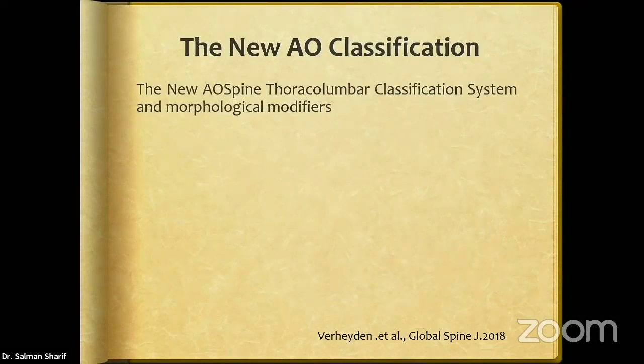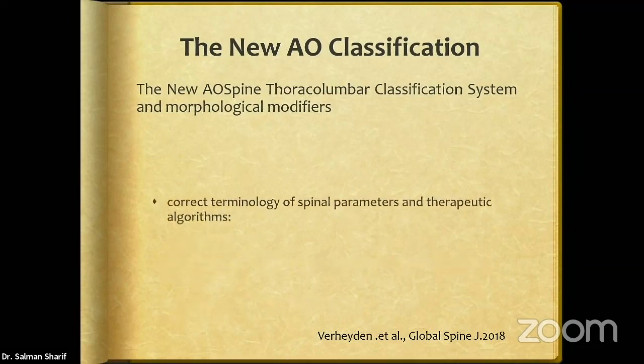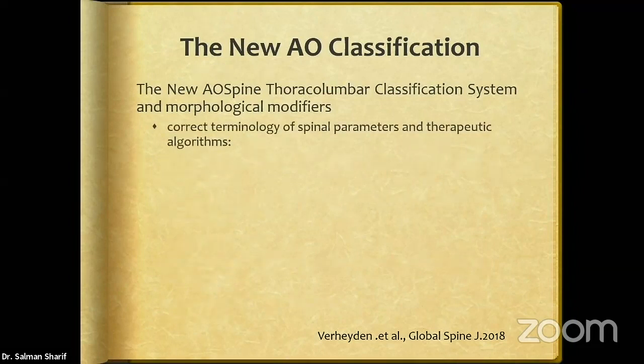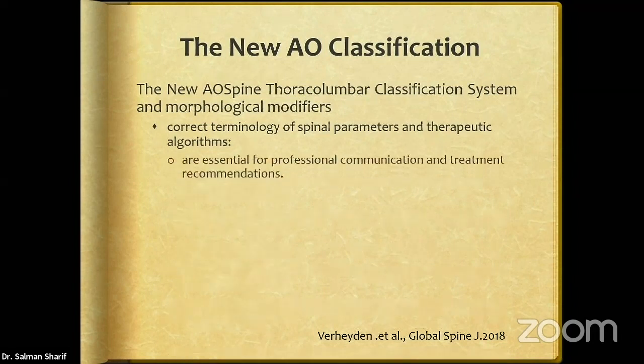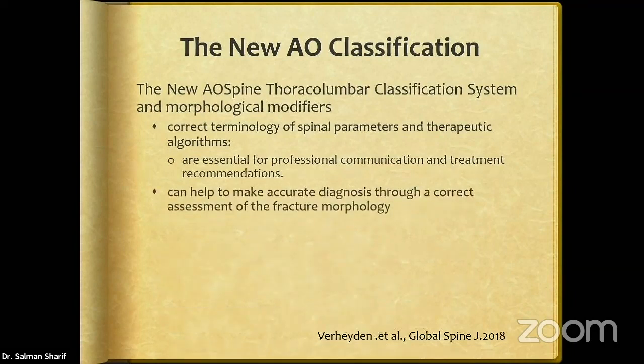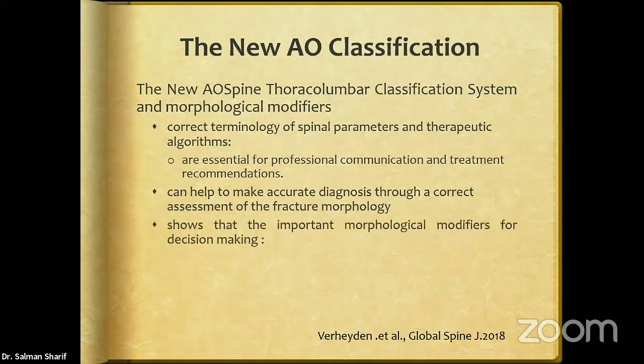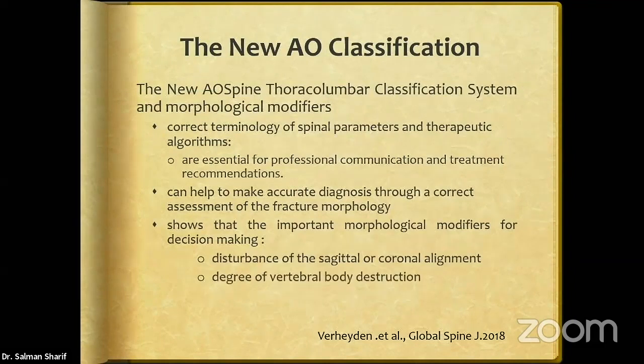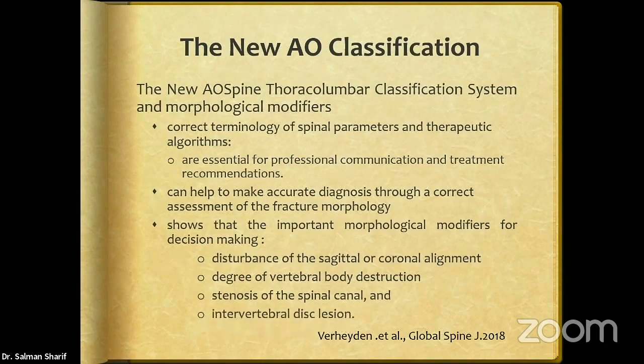Now, if you compare with the new AO classification: the new AO classification provides correct terminology of spinal parameters and a therapeutic algorithm, essential for professional communication and treatment recommendation. It can help make an accurate diagnosis through a correct assessment of the fracture morphology, and shows the important morphology modifiers for decision making: disturbance of sagittal or coronal alignment, degree of vertebral body destruction, stenosis of the spinal canal, and intervertebral dislocation.